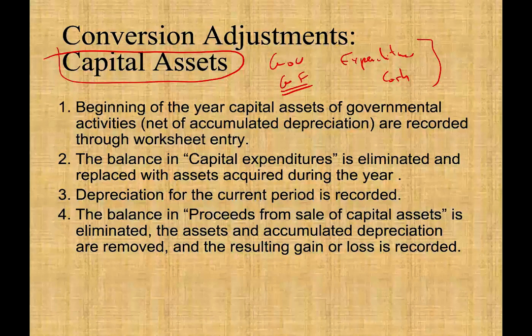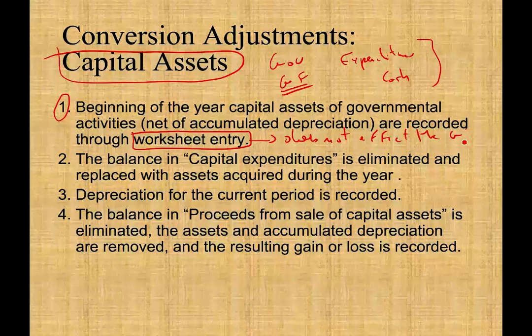The first thing we're going to do, and I will explain this a little bit further, is that the beginning of the year capital assets of governmental funds are recorded net through worksheet entry. Remember, everything that we're doing when we do the adjustments are worksheet entries. Now you need to understand what a worksheet entry is. A worksheet entry does not affect the general ledger of the accounts. We're going to do the entry, then prepare the financial statement, and that is not going to affect the specific general ledger for each account.